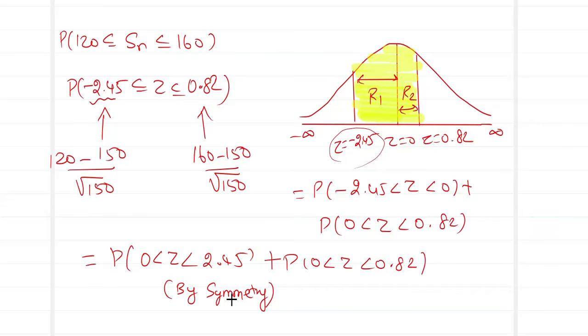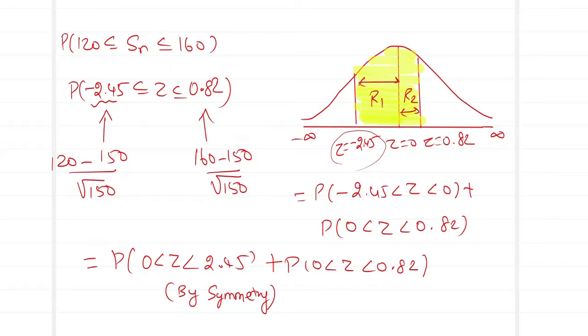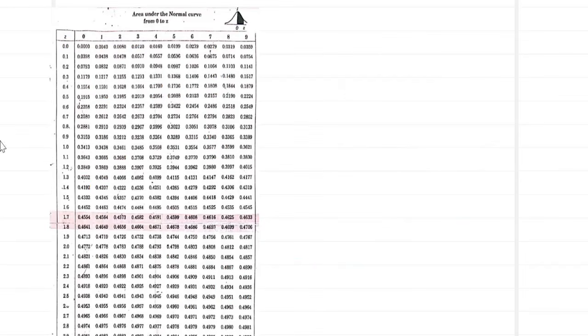Now, look into the tables and estimate the data for these two quantities. The requirement is 0 to 2.45. Where is our 0 to 2.45? 2.4 is over here and 5 is over here. So this is my 2.45. So the value for my first data, the probability of 0 less than Z less than 2.45, will now give me the table value as 0.4929.